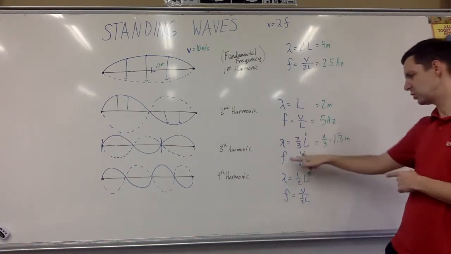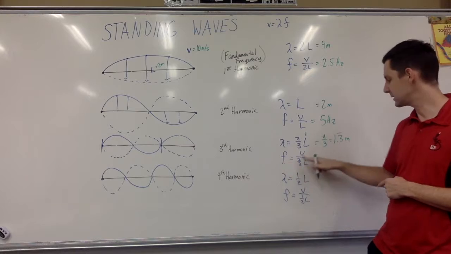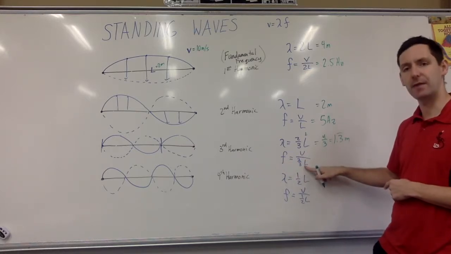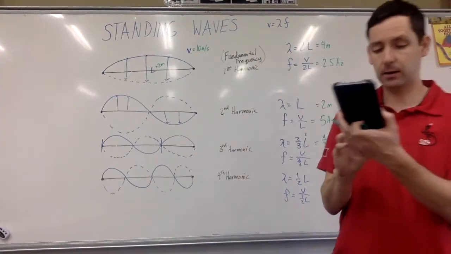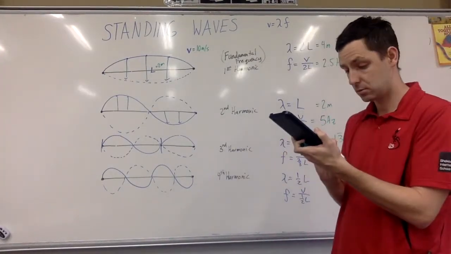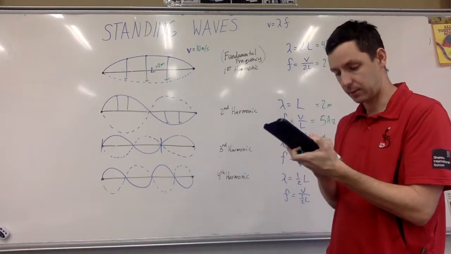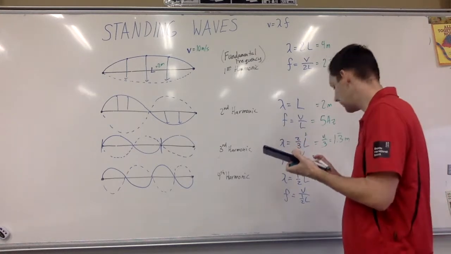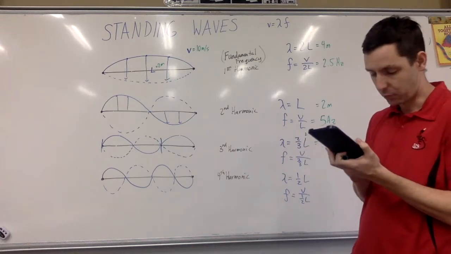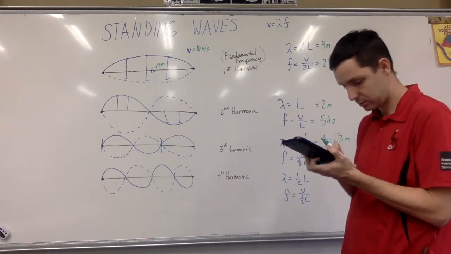What happens then to the frequency? Well, the frequency will be 10 divided by that. Now go ahead, do 10 divided by that. Okay, I'm going to do it right here on my calculator. Because I've got a calculator, I may as well use it. And so that I can show you so that you believe me, I'm going to go 10 divided by 4/3.